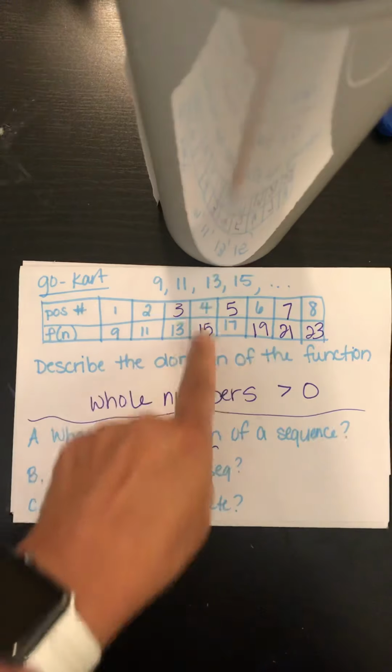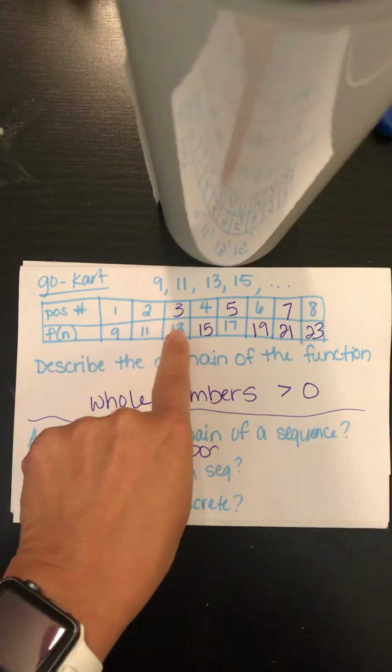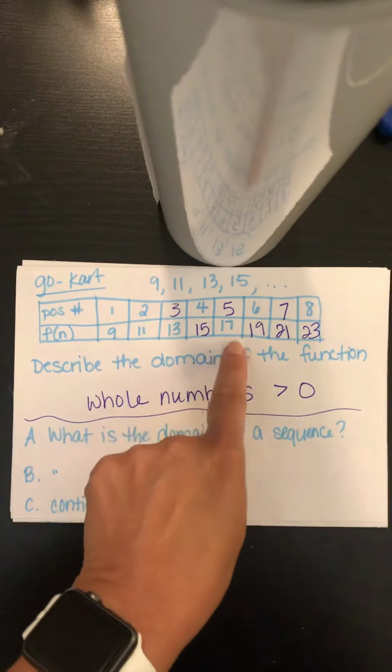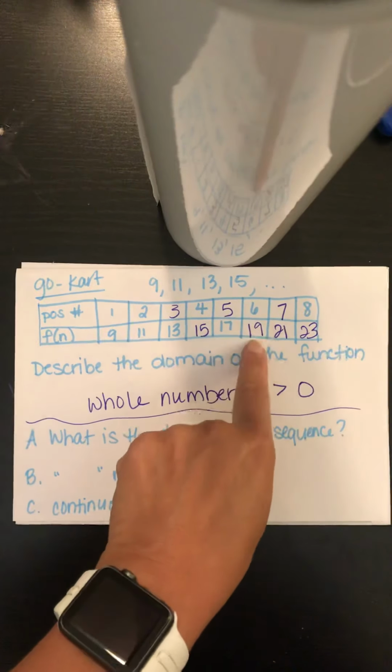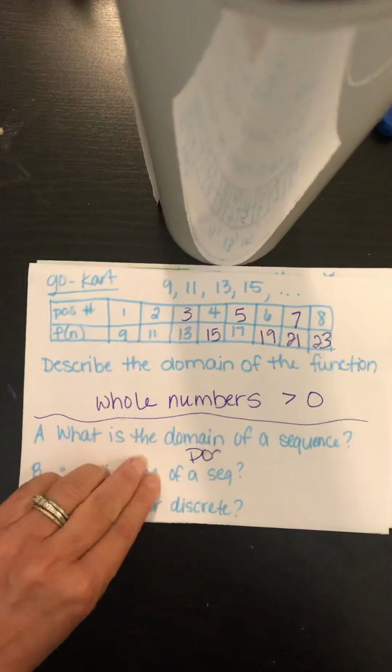And then they said, okay, what about 4 laps? Well, I'm adding $2 for every lap to the previous number. So from 13, I'm adding 2 to get the 15. Add 2 to get the 17. 17 plus 2 is 19. 19 plus 2 is 21. 21 plus 2 is 23.